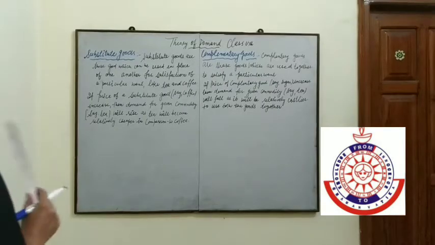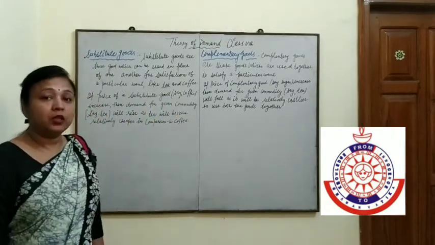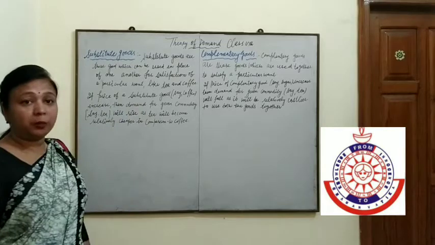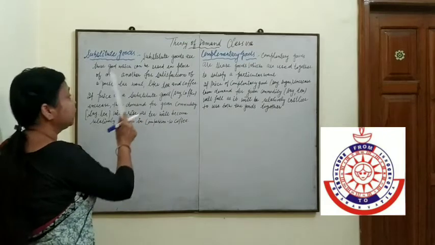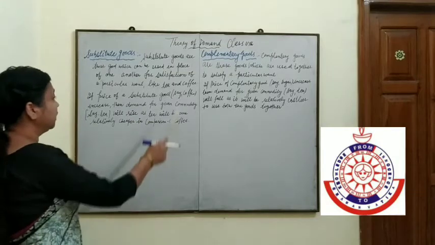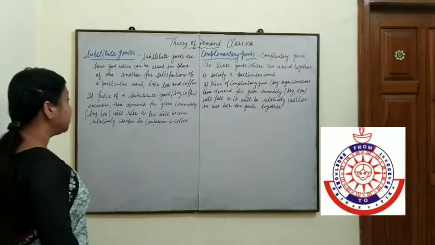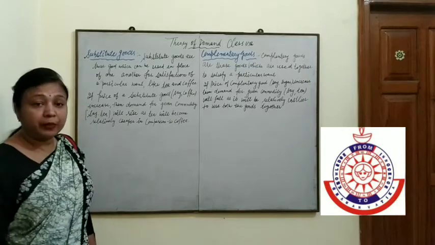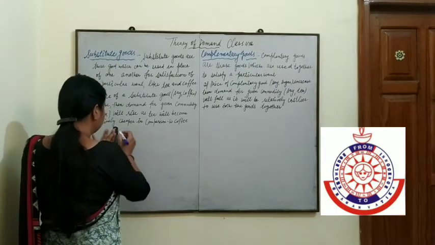Now we have to discuss which are the substitute goods and the complementary goods and how we can show them on the diagram. Substitute goods are those goods which can be used in place of one another for the satisfaction of a particular want, like tea and coffee. If the price of a substitute good, coffee, increases, then the demand for a given commodity like tea will rise, as tea will become relatively cheaper in comparison to coffee. Now we will explain substitute goods with a diagram.